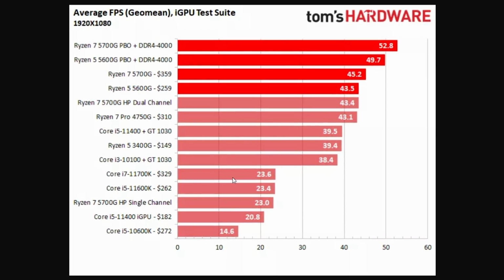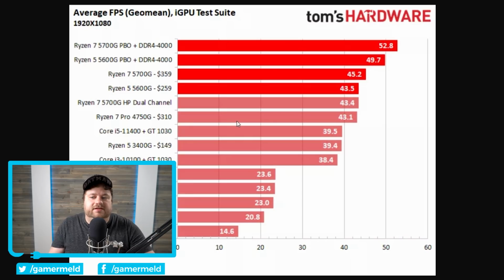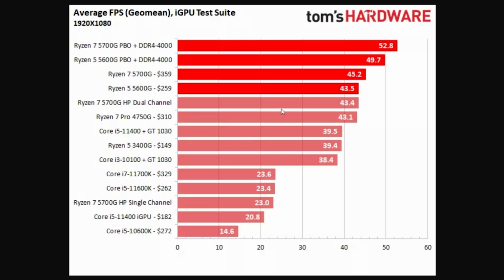Not only that, but it even crushes an 11400 with a discrete GT1030. So definitely really impressive there, although I will say that if we look here, we can see that the 5700G, the HP one, so this is one that comes with a pre-built system, did significantly worse than the DIY model.